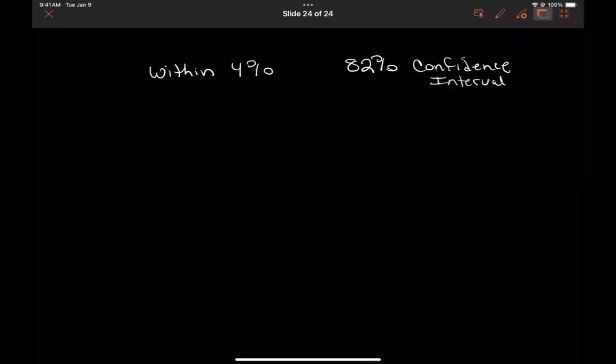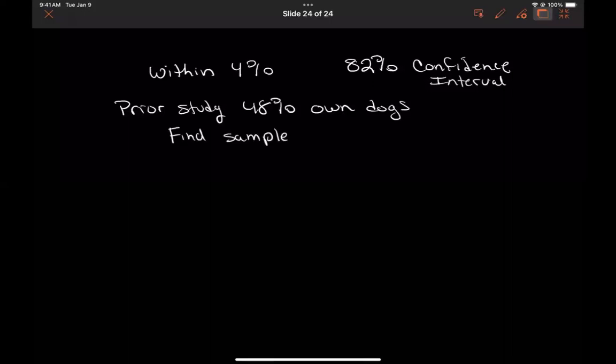So I want an 82% confidence interval, and I have a prior study that shows that 48% of households own dogs. So we're going to use these to determine the sample size. And these are all made up numbers, so I really don't know how many people own dogs. I'm just making up numbers.